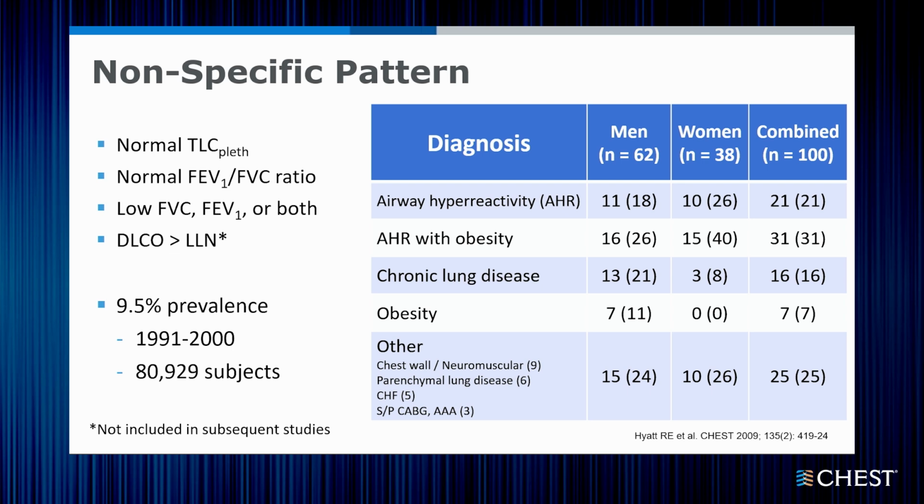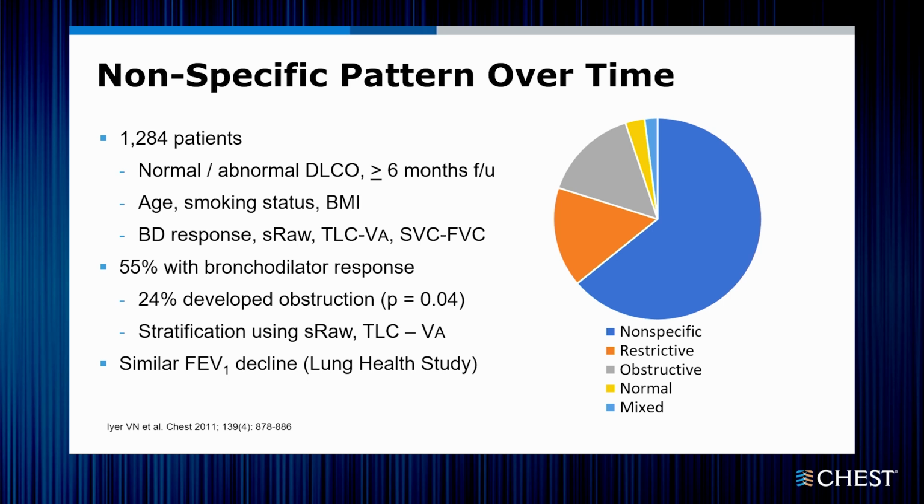with physiologic restriction. Now, Vivek Iyer looked at a longitudinal cohort of our patients, a smaller cohort, almost 1,300 studies. He looked for individuals, again, using that same nonspecific diagnosis or nonspecific criteria that Bob Hyatt did, except he liberalized the definition to allow patients with low DLCOs. He also examined bronchodilator response, airways resistance, and a variety of other parameters listed here.